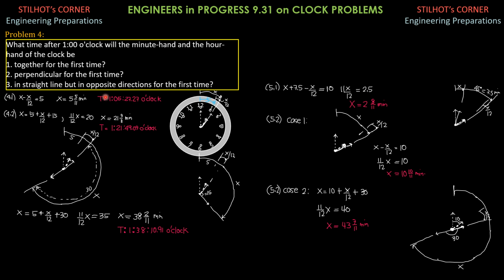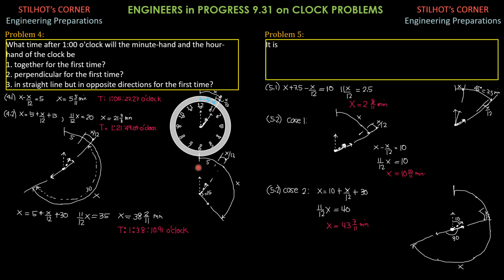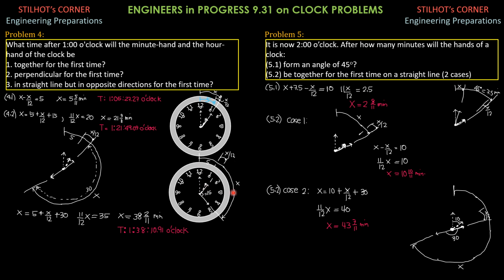Then second part, perpendicular for the first time. Again, we draw a clock with reading 1 o'clock as shown here. So that's 1 o'clock and they are perpendicular. The angle between them originally is only 30 degrees. So the minute hand should overtake the hour hand first before they are perpendicular for the first time. So it should overtake the hour hand as shown.